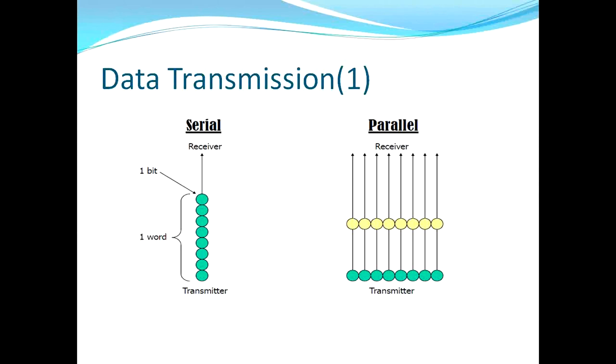In serial communication, we are receiving the data from a single wire, and in parallel communication the number of wires is more. If we are receiving 8-bit data, then 8 wires are required for the transmitter and 8 wires are required for the receiver side.